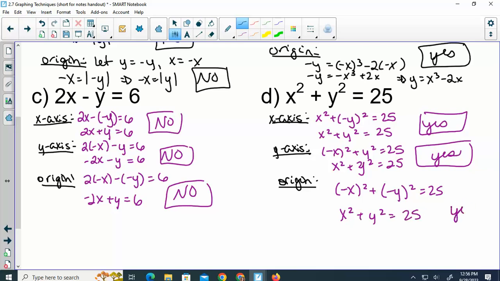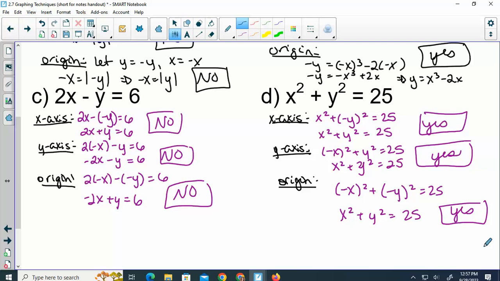So with symmetry, it is essential to check all of them because you could have everything be a yes, you could have everything be a no, or you might have one yes in the whole list. So we can't just say, oh, I got a yes, I'm done. You need to go ahead and check them all.